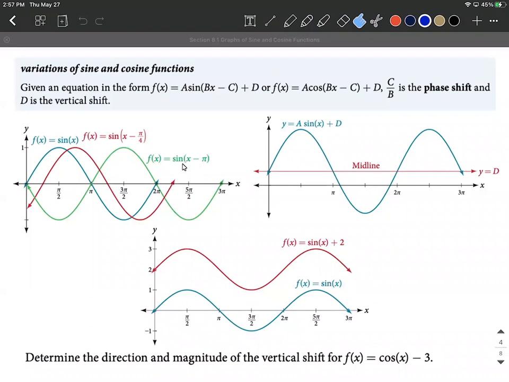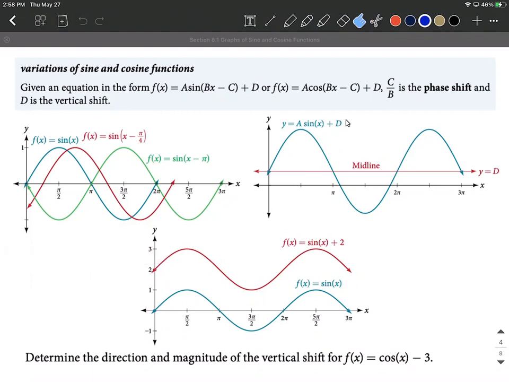Now over here we have sine of x minus pi. Again, we're attaching a number directly to x, so that's going to be a left or right movement, a phase shift as we've called it. And this one's being subtracted directly from x, so it's going to move to the right pi units. So from the original that started at the origin, it's been picked up, moved to the right pi units, so it's going to start at pi, goes up, comes back down. Instead of finishing up at 2 pi, this one's going to finish up one more pi to the right, so it finishes up at 3 pi.